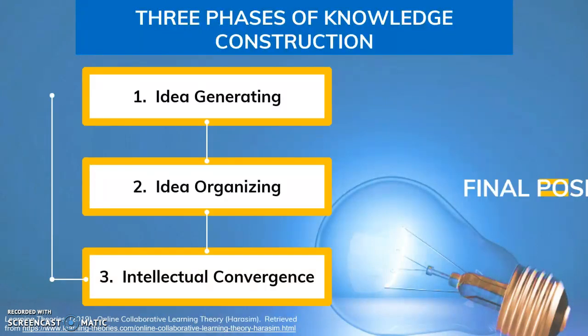According to Harrison, there are three phases of constructing knowledge through group discourse. The first is idea generating, or the brainstorming phase. The second is idea organizing, where the ideas are compared and categorized through discussion and even argument. The final phase is intellectual convergence, where members agree to disagree, but must still come to a consensus to complete a joint assignment, for example, like an essay. The end result is what Harrison calls the final position.